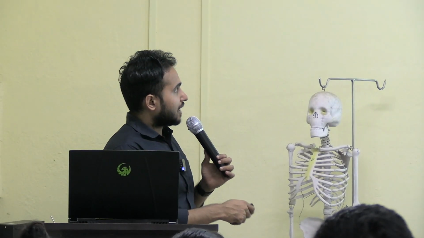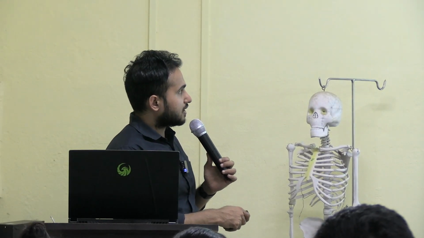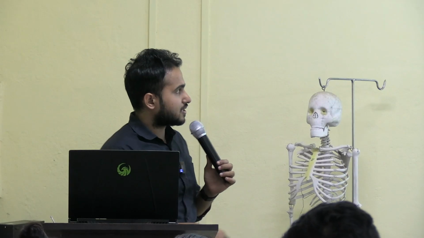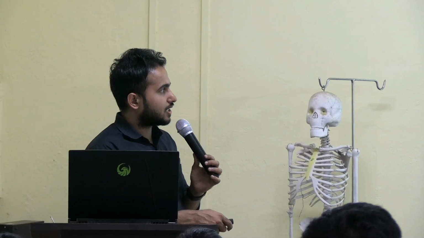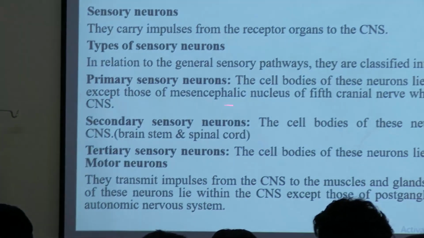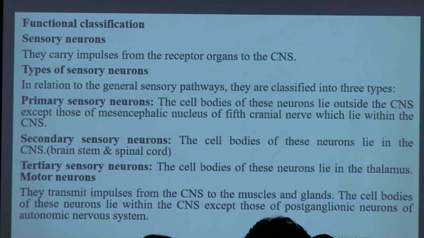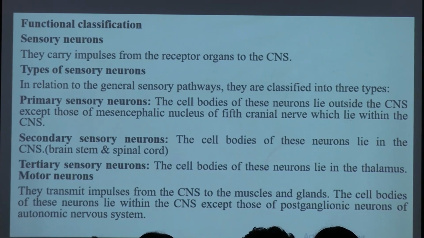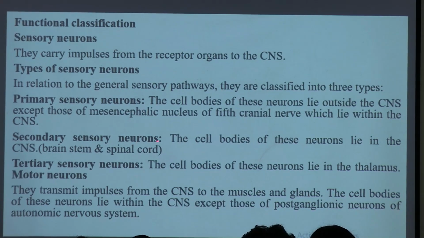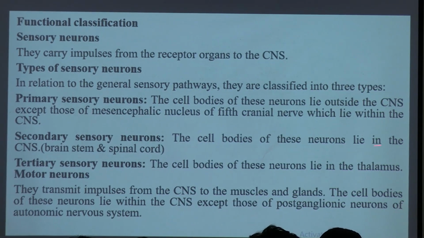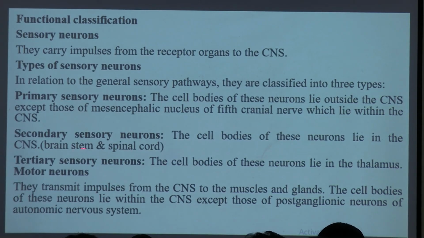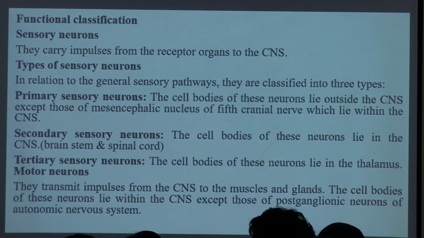Next types of sensory neurons, again two types are there: primary sensory neurons and secondary sensory neurons. Okay. Now what is this primary sensory neurons? Now here what happens? Cell bodies are situated outside the central nervous system except in case of fifth cranial nerve. Okay. Next, secondary sensory neurons, cell bodies of the neurons lie in the central nervous system, for example brain and in the spinal cord. That is the difference of the primary and secondary sensory neurons.